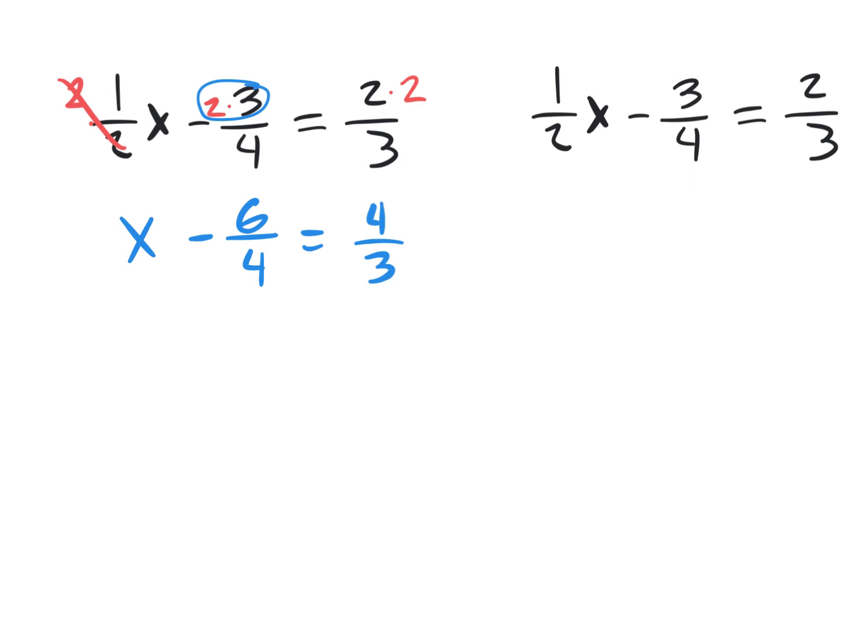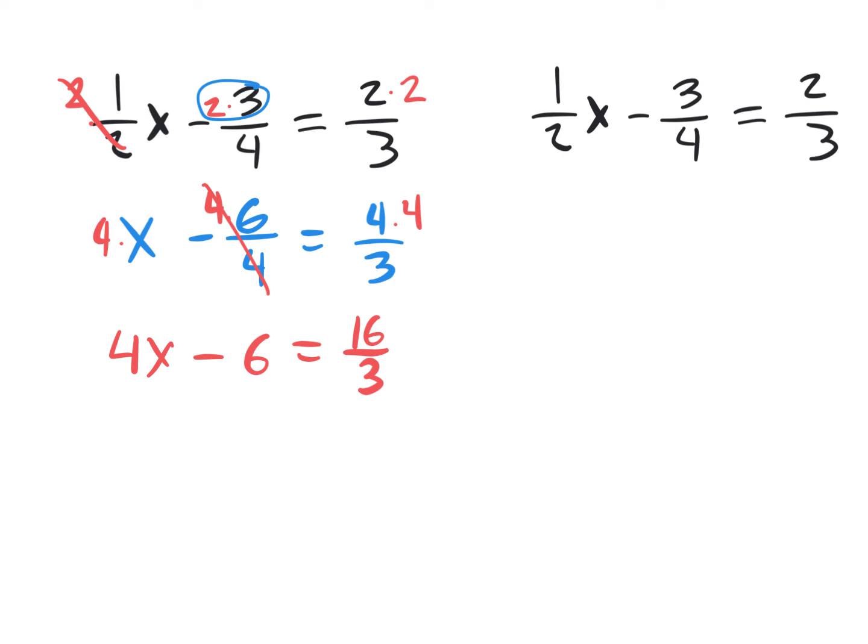Maybe you want to get rid of that 4. You'd have to multiply everything by 4. This times 4, this times 4, this times 4. The 4's do cancel. The first term is now 4x. The next term is a minus 6 equaling, and over here the 4 and the 3 do not cancel. So that's really 4 times 4, which is 16, and it's still over 3.